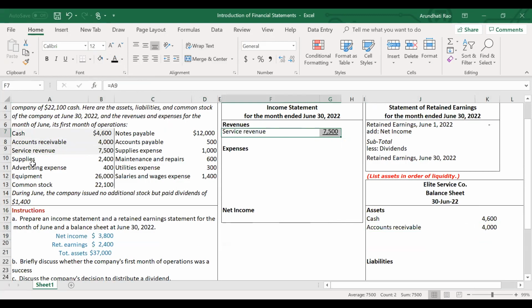The next item is supplies. Supplies is an asset. As an accountant, what kind of supplies would I use? I would use pens, paper, pencil, ink cartridge. I don't sell supplies, but I need them to conduct my business in order to perform the services or sell goods to my customers. So I'm going to use it in the business, but it's going to help me generate revenues indirectly. It's an asset.